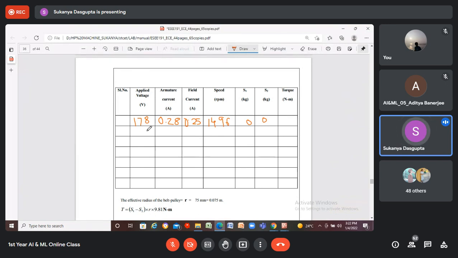This is the second reading. The supply voltage will be fixed at 178, and this will also be fixed. This is 1401. That means after applying a load of 1 kg, the speed is getting reduced by this amount. Find out the difference between these two, and torque will be calculated as you calculate it, it is like 0.73.